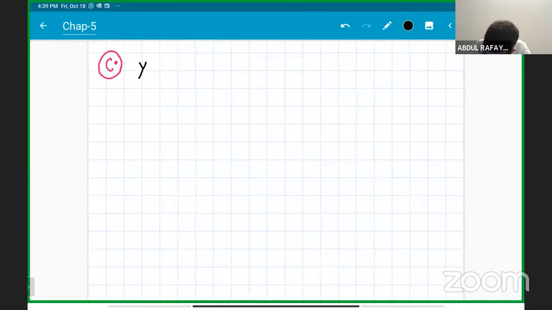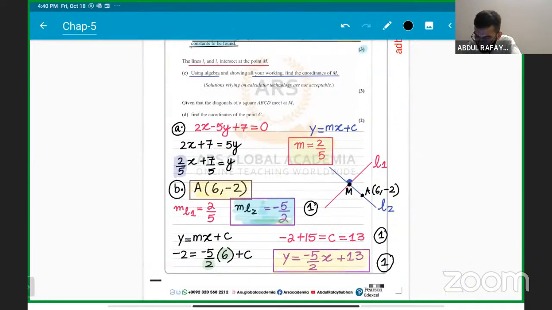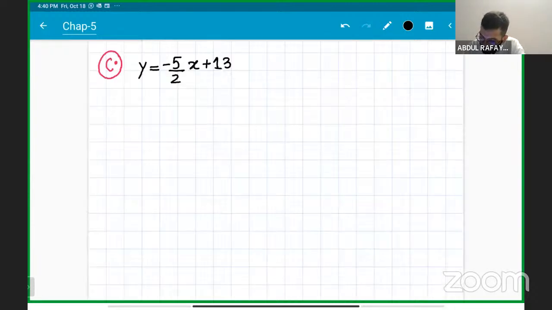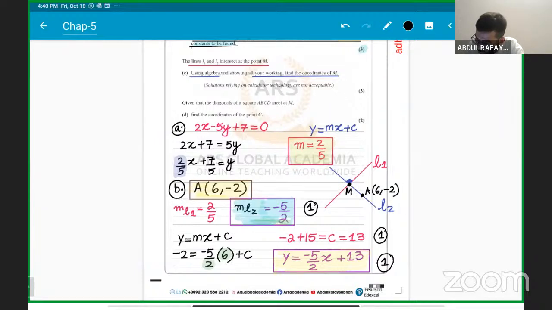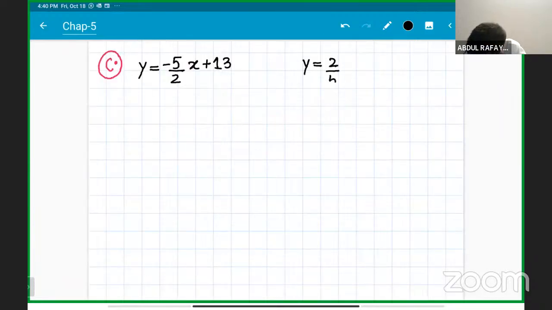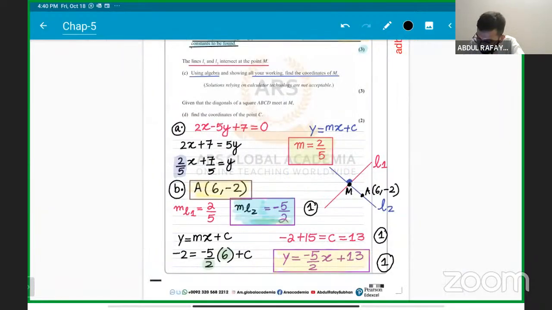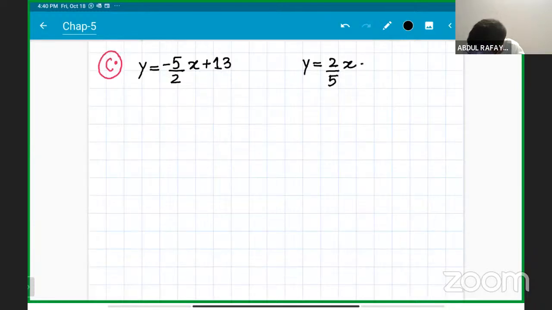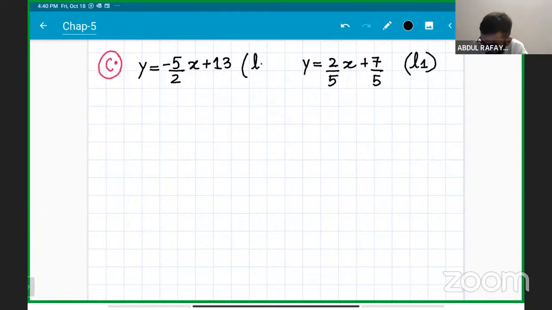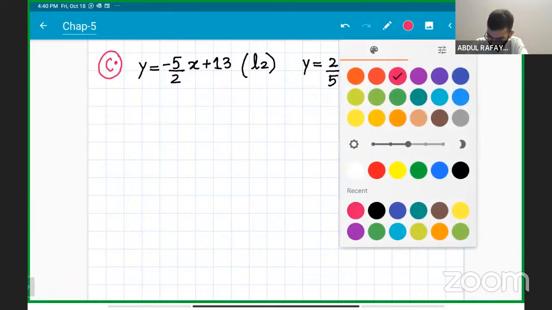y = -5/2 x + 13, and the other one will be y = 2/5 x + 7/5. These are the two equations. This is of line L1, and this is of line L2, students.